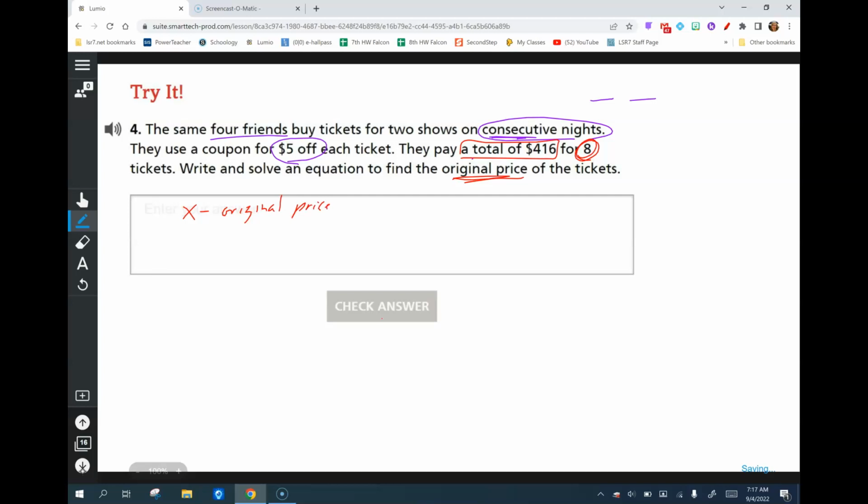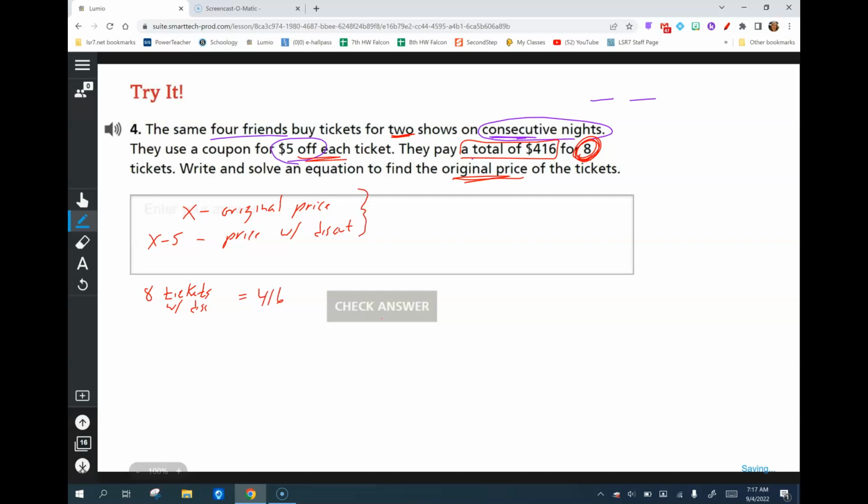But what is the price if we have the discount? Well, I take the original price and I subtract off what each ticket would be. So I'm going to subtract off 5. Okay, now we have 8 tickets because they went for 2 shows. So we're going to have 8 tickets with the discount is going to be equal to our total, which is 416.